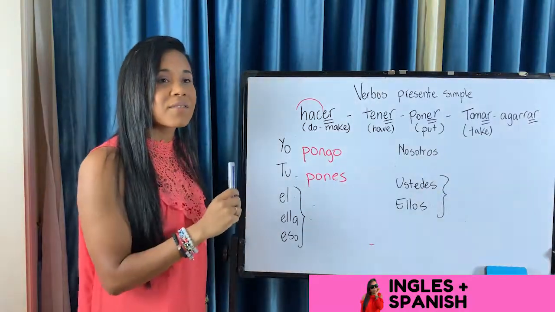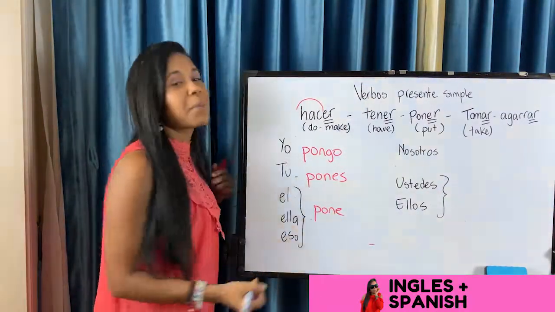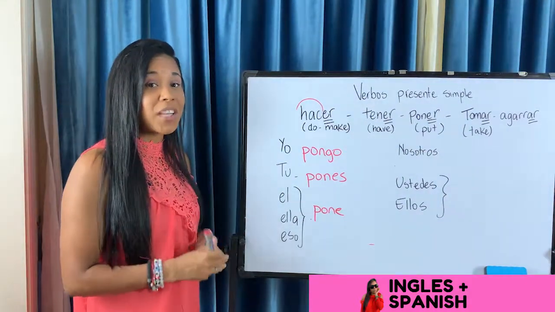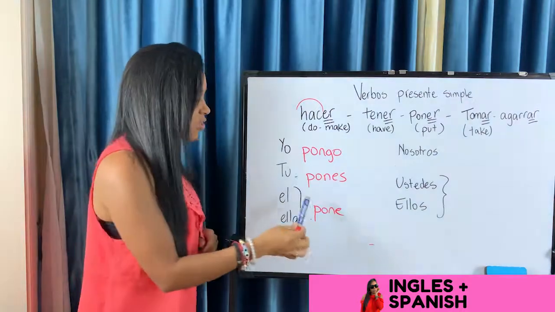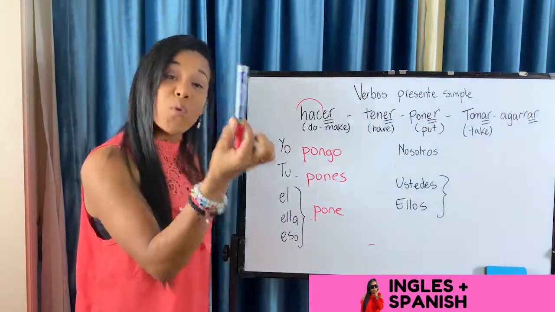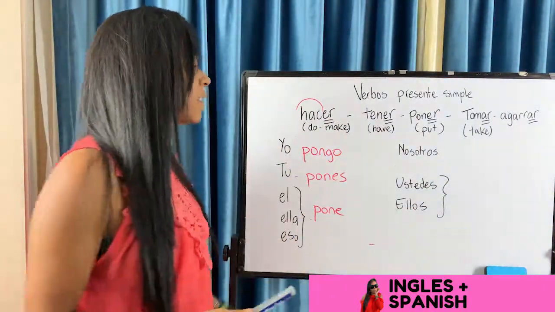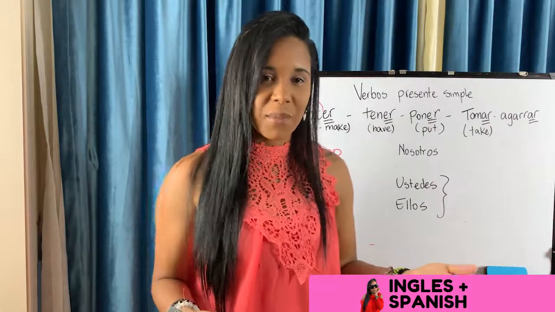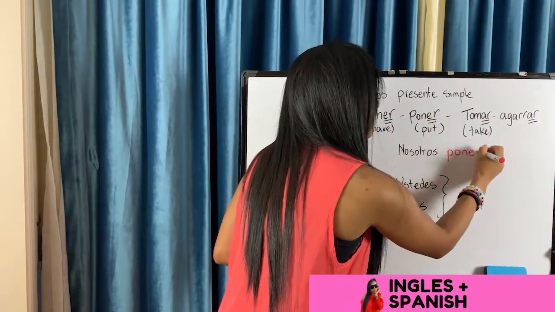Él pone la mesa. Ella pone la mesa. Ella pone un marcador sobre la mesa. Okay? She puts a marker on the table. We put the table. Nosotros ponemos la mesa.